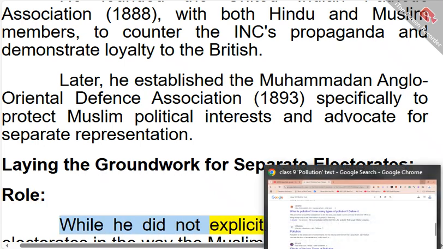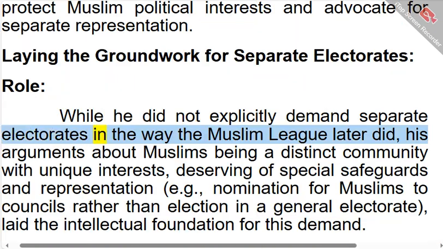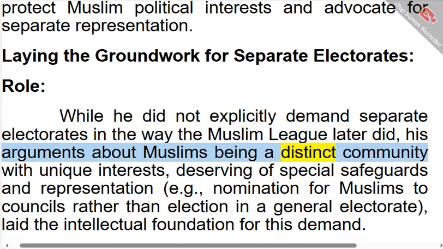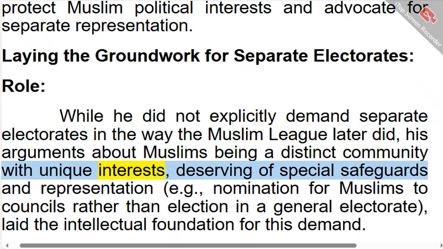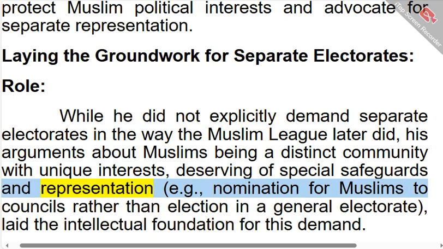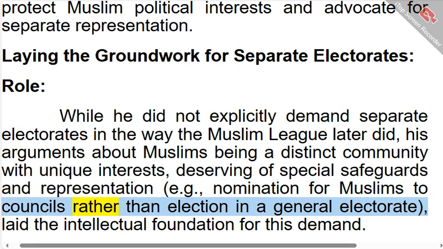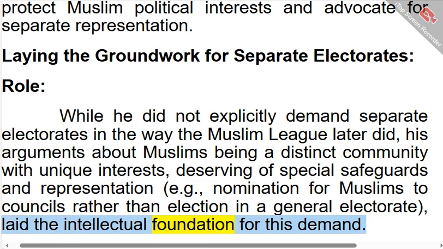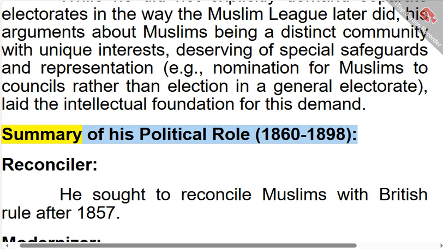While he did not explicitly demand separate electorates in the way the Muslim League later did, his arguments about Muslims being a distinct community with unique interests, deserving of special safeguards and representation, e.g., nomination for Muslims to councils rather than election in a general electorate, laid the intellectual foundation for this demand. Summary of his political role, 1860 to 1898.